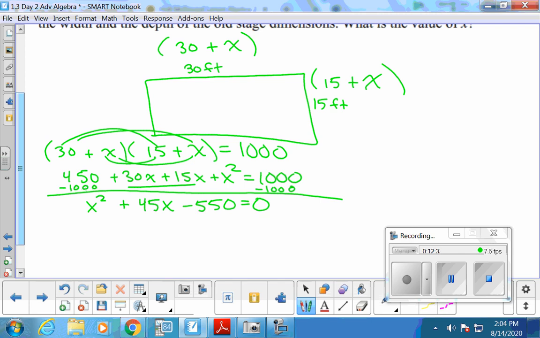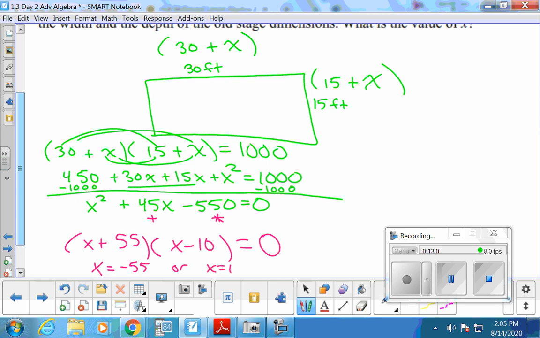All right, it's a little bit more challenging when you are factoring using larger numbers, but we still just need to multiply to the negative 550 and add up to the 45. So give it a second, think about it. I'll give you a second to try some numbers out in your calculator, see if you can figure out our magical combination. It's going to be 55 and negative 10. So that makes our two answers negative 55 or 10.